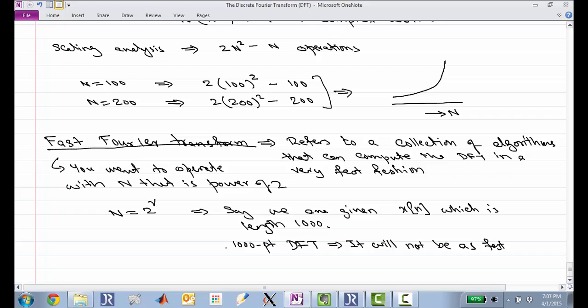So what you want to do is, if you are given a number, you want to increase the length of your sequence by doing zero padding, adding zeros so that the length of the sequence becomes a power of 2. So in this case, you want to add 24 more elements. You want to zero pad it by 24 zeros to make it 1024. So you want to compute actually a 1024 DFT. And now it will be fast.